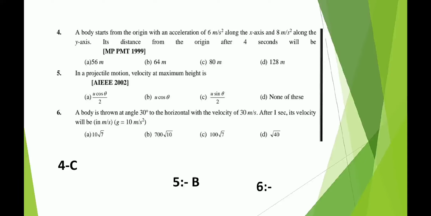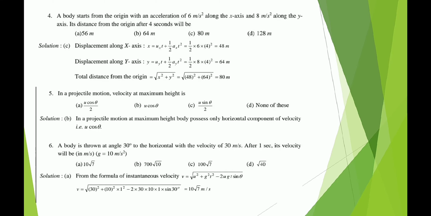Next one, 6. A body is thrown at an angle of 30 degrees to the horizontal with a velocity of 30 meter per second. After 1 second, its velocity will be, in meter per second, g is equal to 10 meter per second square. Then the answer will be option A. Let's go with the solution. From the formula of the instantaneous velocity, v is equal to root of u square plus g square t square minus 2 u g t sin theta. By substituting it, you will get the answer as 10 into root 7 meter per second.